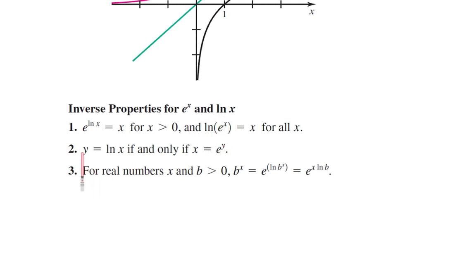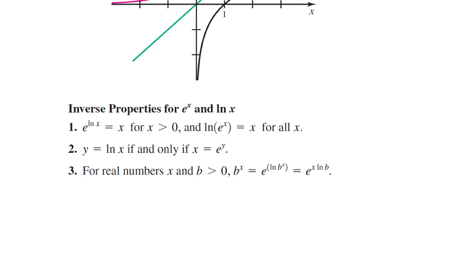And then, of course, we know that y is equal to the natural log of x if and only if x is equal to e to the y. And, of course, this is true for b to the x, which is equal to e to the natural log of b to the x, which is e to the x ln b. Now, what came in here is some log rules.